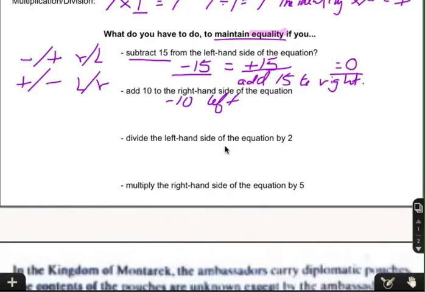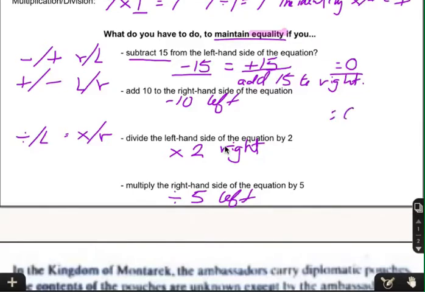Right? What does the word equation mean? One side is equal to the other side. So same kind of deal with division and multiplication. If I divide the left-hand side, in order to maintain equality, I need to multiply the right-hand side. So I need to multiply by 2 on the right. Last one, if I multiply the right-hand side by 5, I need to divide by 5 on the left. Okay, hope you're seeing that pattern there, that when we reverse the operation, we end up with the identity, right? And again, the identity for addition and subtraction is 0, for multiplication and division is 1.